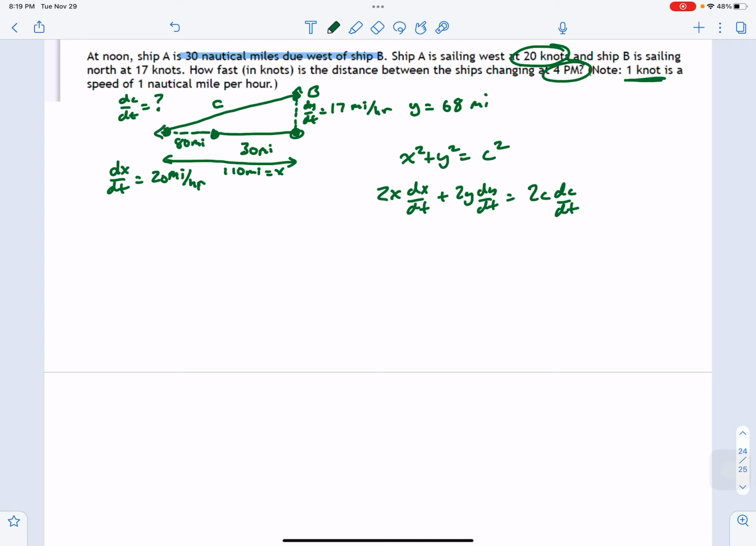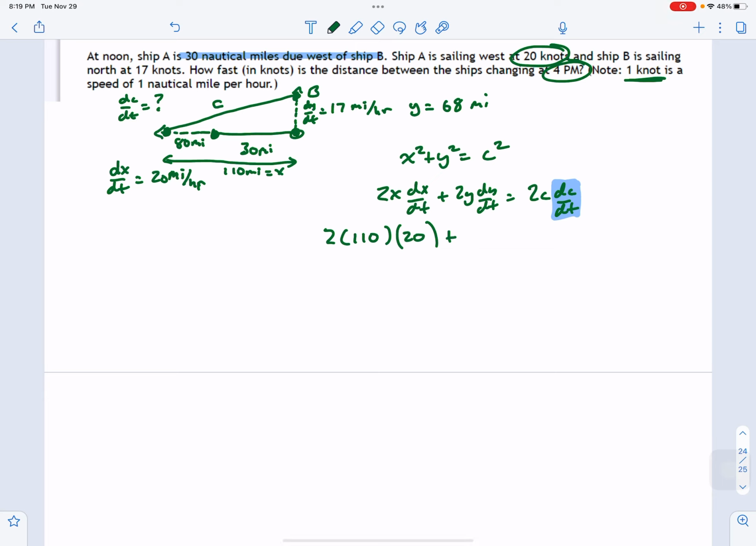Now, let's see. What was asked of us? We were asked to solve for dc/dt. And we have it here. Hey, look, we found dc/dt. Now, we just have to plug in all the other variables and see if we have everything. So, do we have an x? Well, yes, we do. We do have the x distance. So, it's 2 times 110 miles. Do we have a change in our x, dx/dt? Yes, we do. We said that was 20 miles per hour.